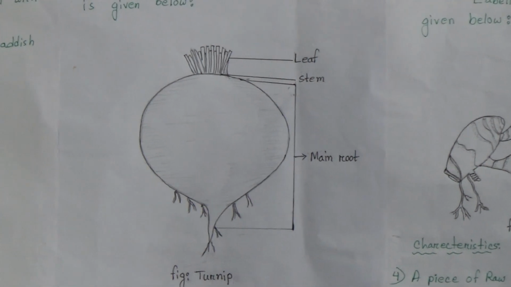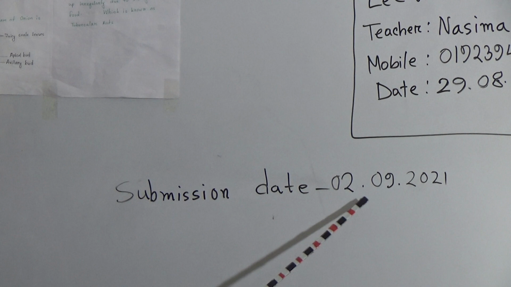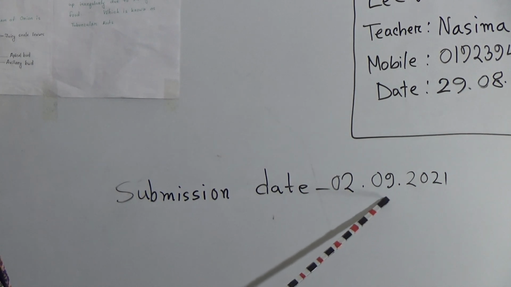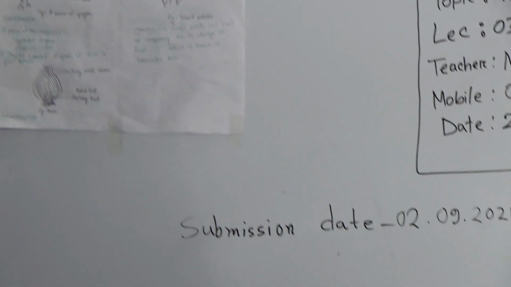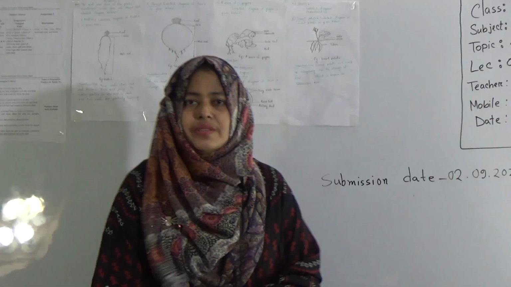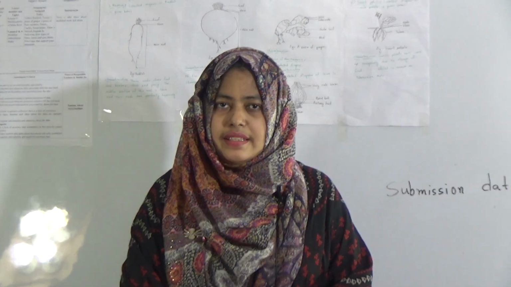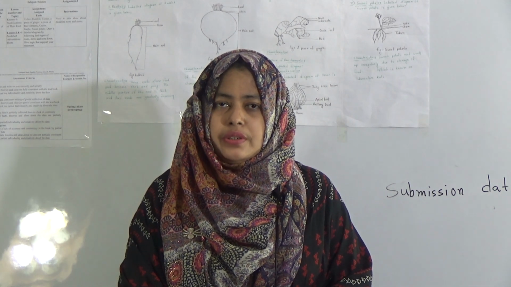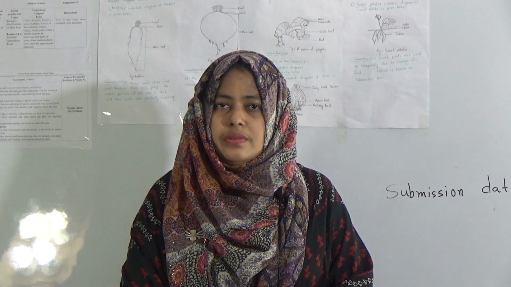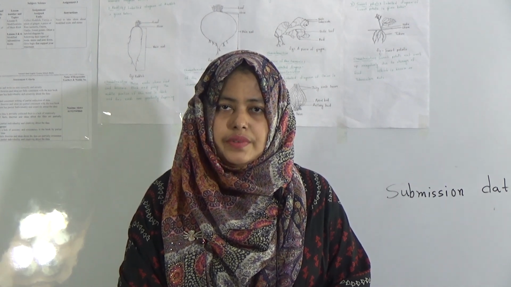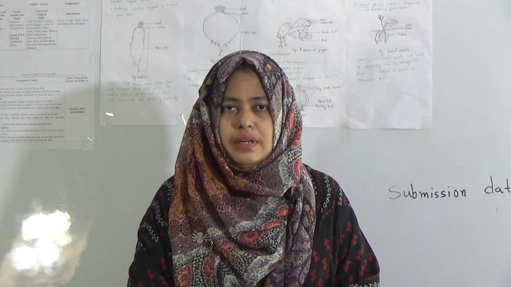And your assignment 3 submission date is 2 September 2021. Students, I hope you have understood all of this assignment topic, and do your assignment properly and submit your assignment 3 by 2 September, this date, your due date. So dear students, stay home and we'll see you again in our next class.